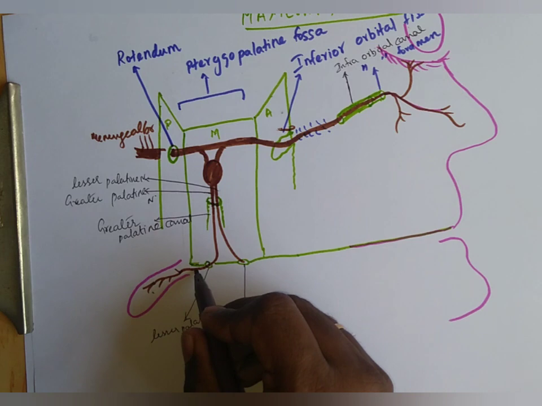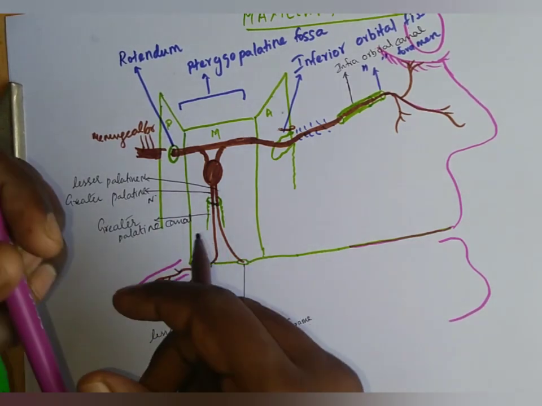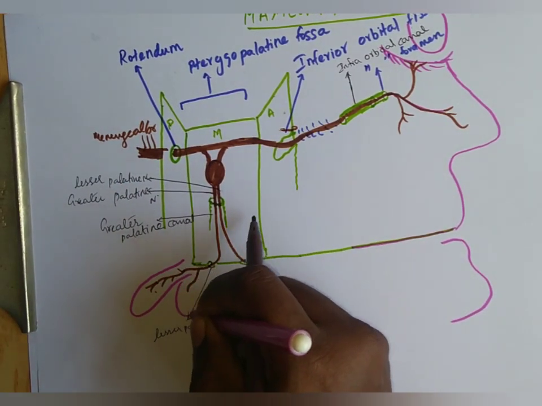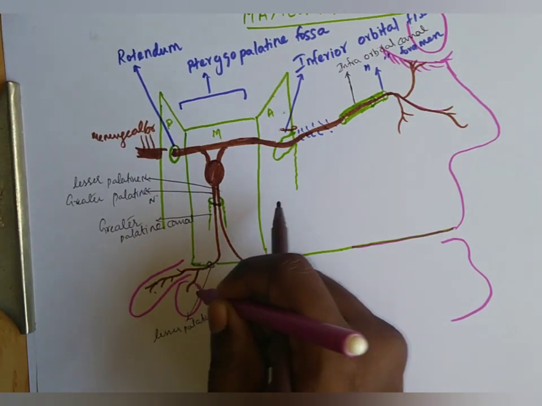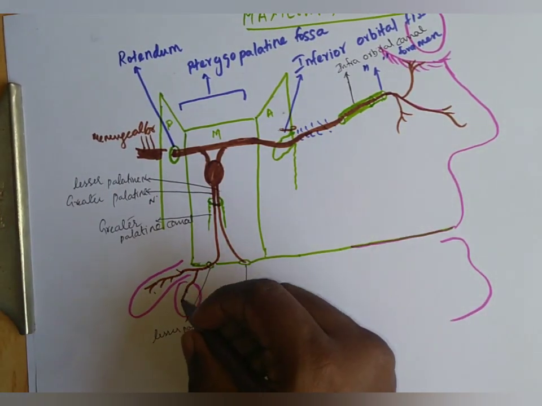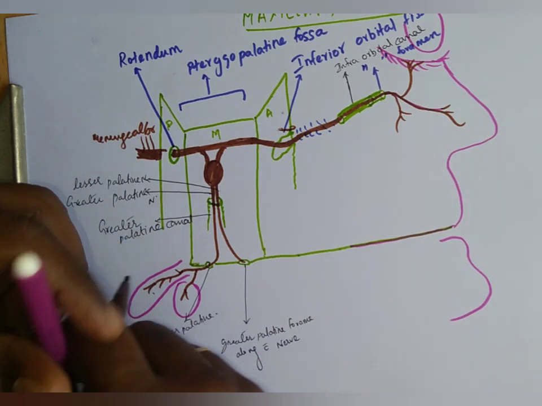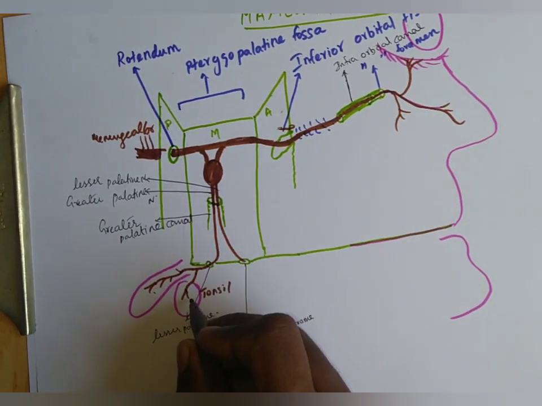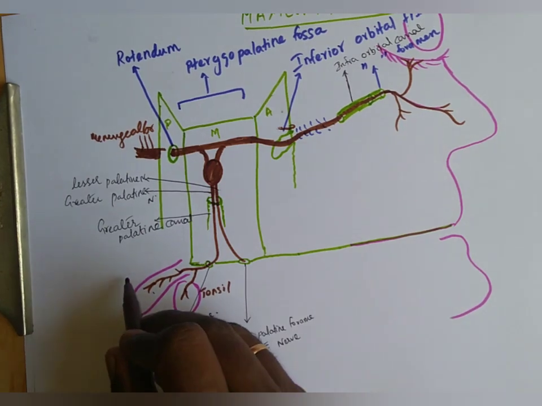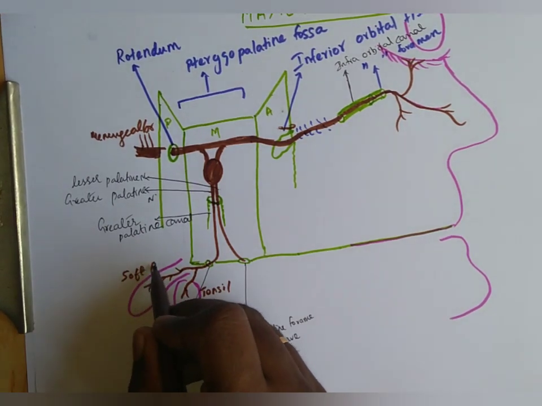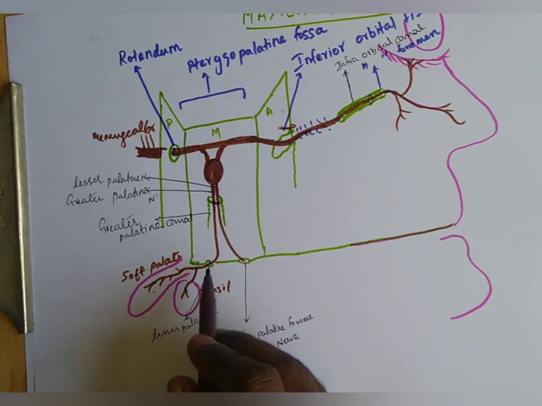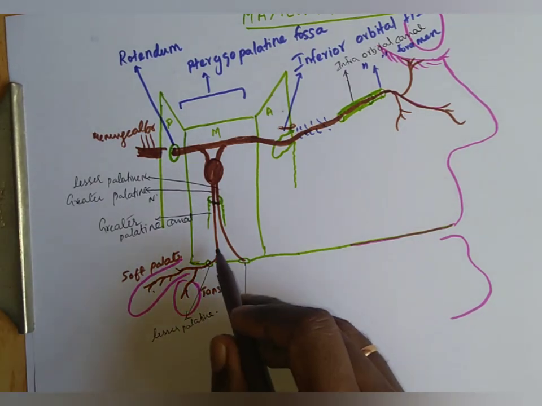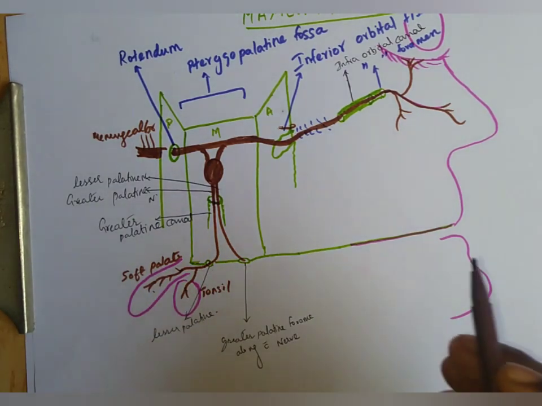And also it gives a branch to supply the palatine tonsil. So this is actually the palatine tonsil. So it is giving a tonsillar branch, and this is the soft palate. It is giving a branch to the soft palate. That is about the lesser palatine nerve.